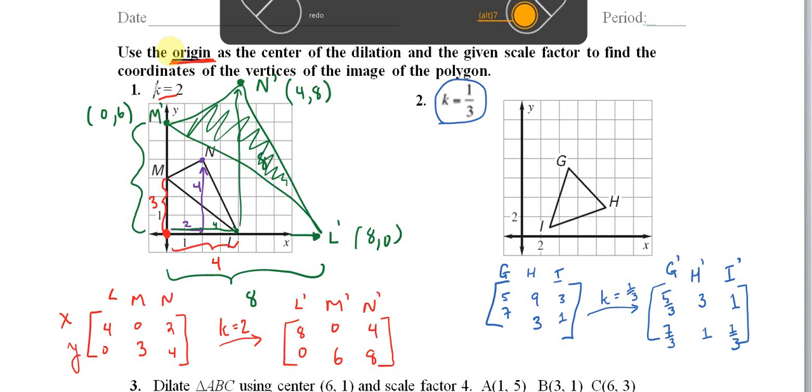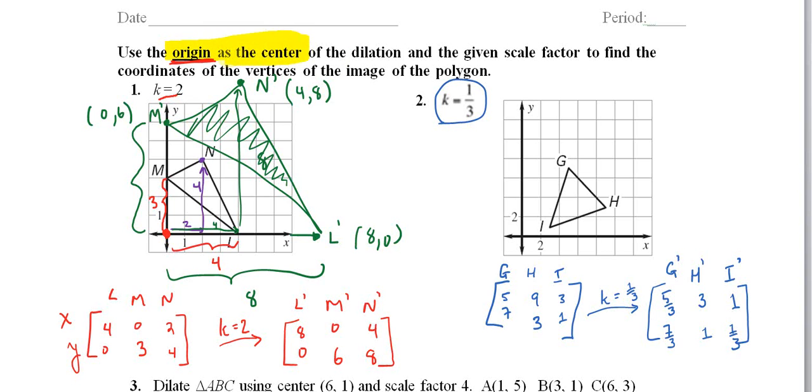To hammer home this point, when we are using the origin as the center and we have a dilation, it's pretty simple. All we have to do is multiply all coordinates by the scale, as long as the origin is at the center. We'll look at a problem later on in a different video where the center is not the origin, it's some other point. But for now, that's a great starting point.